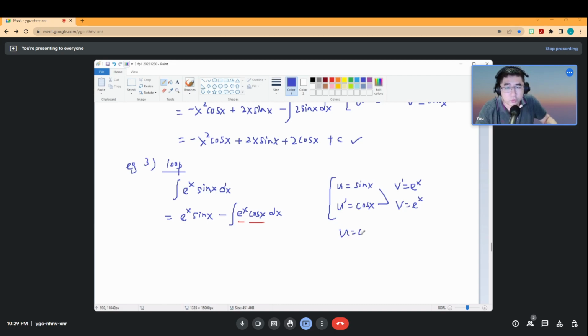So u equals cos x, v prime equals ex. So u prime now equals negative sine x, and v equals ex. So you do it another time. Let's see what happened. So ex sine x minus this one over here. I have u and v, so I have ex cos x, minus becomes plus. So ex sine x.